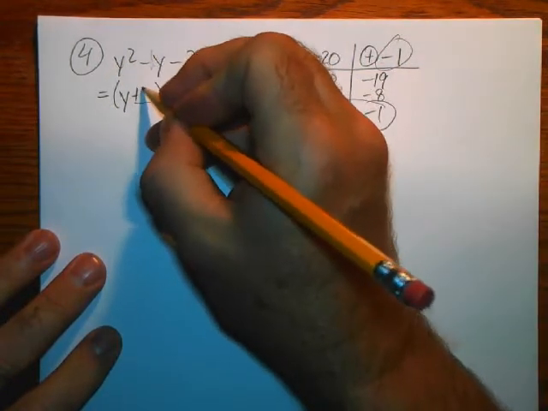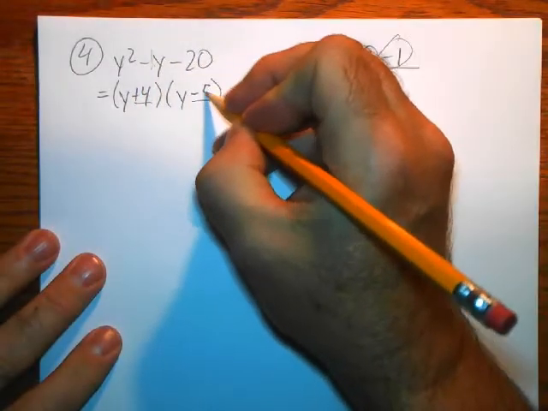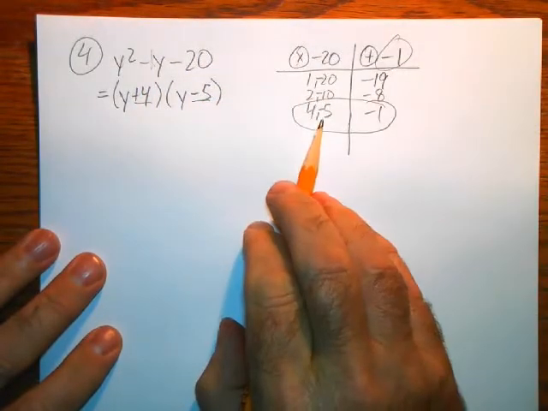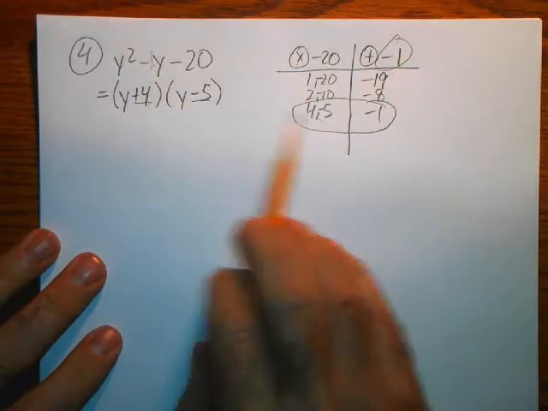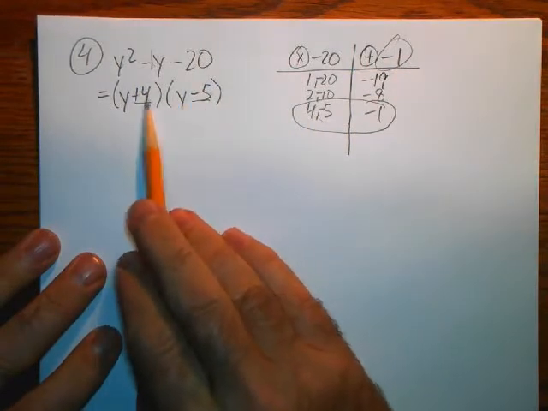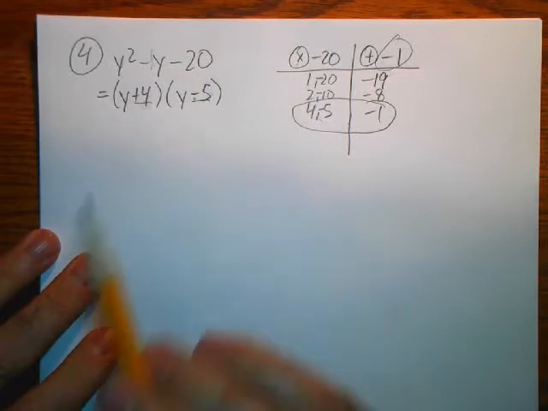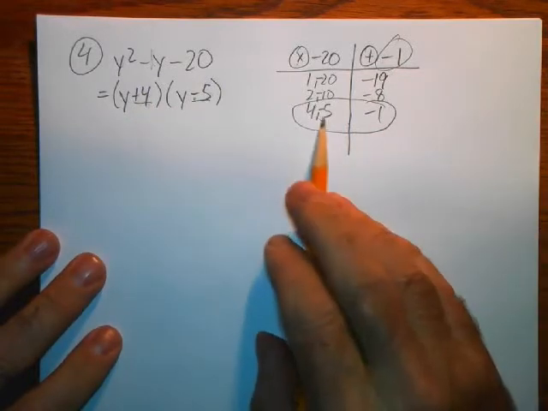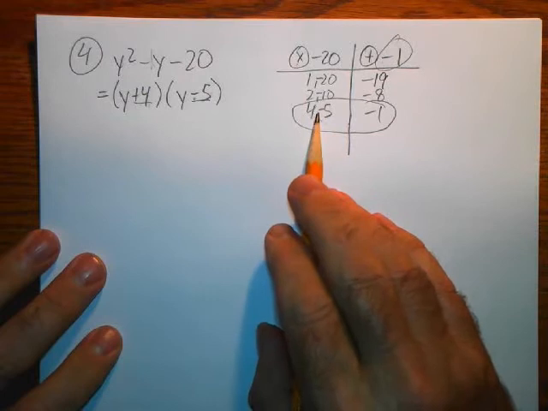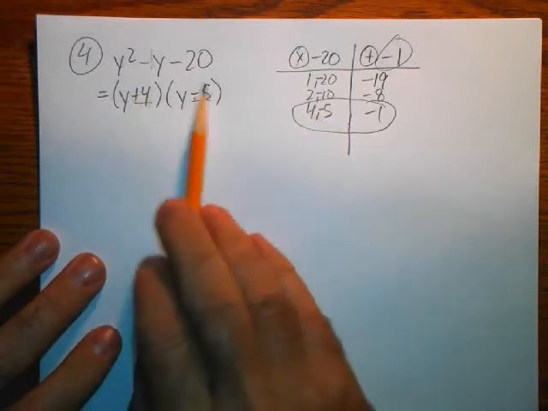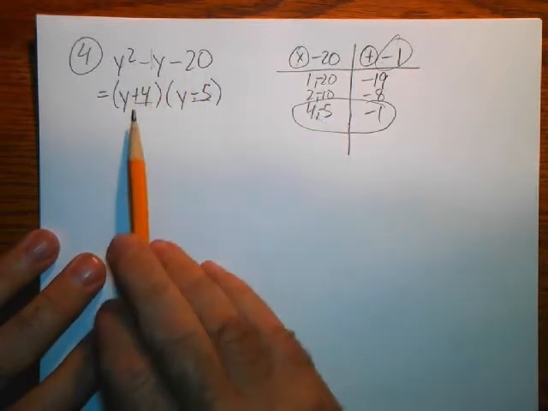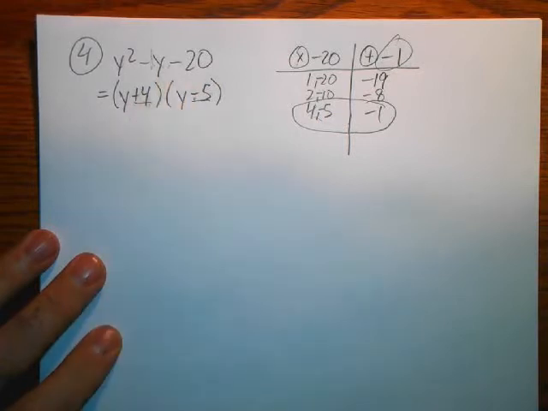Now, does it matter which binomial I put it into? No. I could just as easily put y minus 5, y plus 4. I just used the same order I had them here. Okay, and again, you can check, do your expanding, your FOIL. You should get back to the original question.